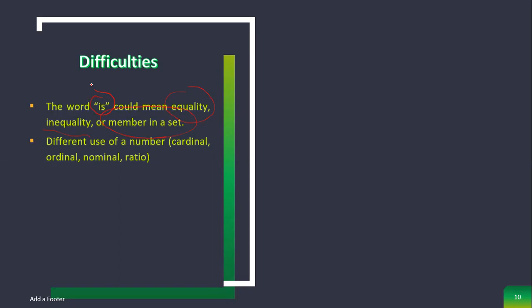When we say nominal numbers, these are numbers that name or identify things, like a zip code, or the number that the player uses in a team. So that is a nominal number.